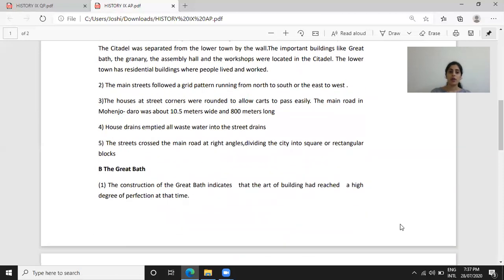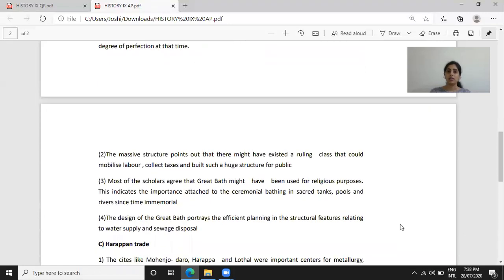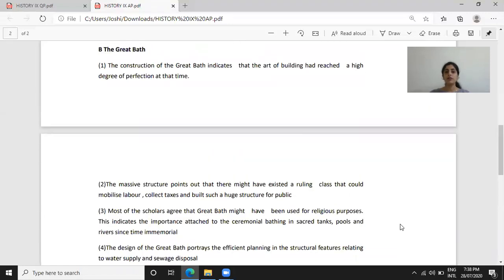The next answer, the Great Bath. Here we are going to discuss the 4 points of Great Bath. Point number 1, the construction of the Great Bath indicates that the art of building had reached a high degree of perfection at that time.